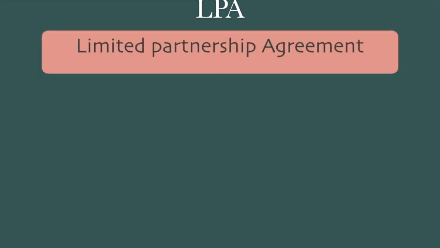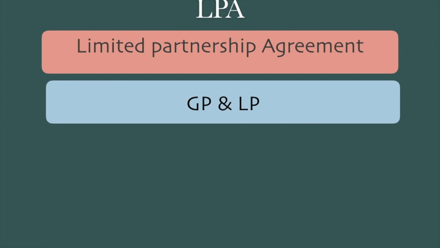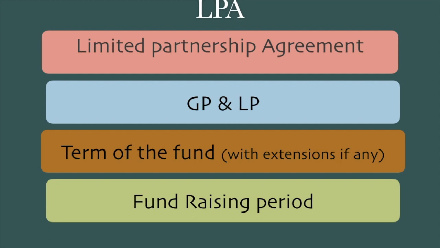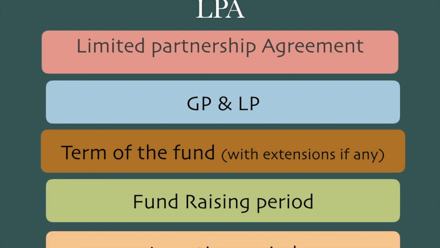So, what defines the agreement between the general partner and the limited partner is called the limited partnership agreement. The LPA is signed between the GP and the LPs. The LPA clearly states what should be the term of the fund, whether it's going to be 7 years or 10 years, and if there is any provision made for extension of the fund. The LPA will also define the fundraising period, the period during which capital is contributed between the LPs and the GPs. It will also define the investing period, the period during which the fund will make investments.